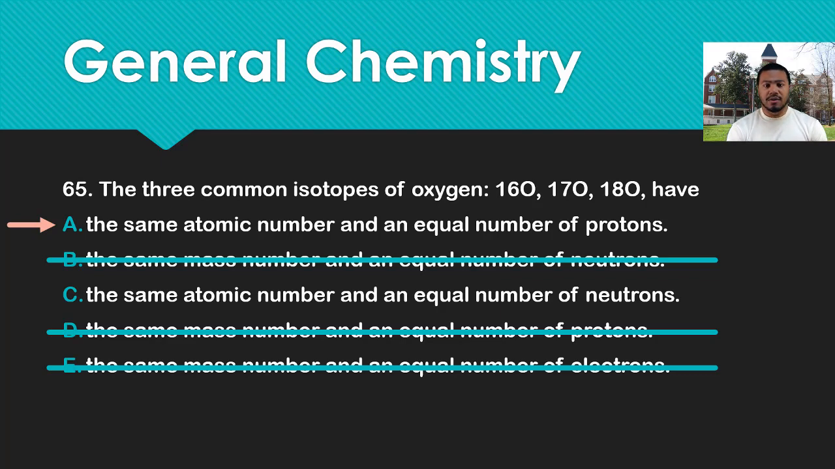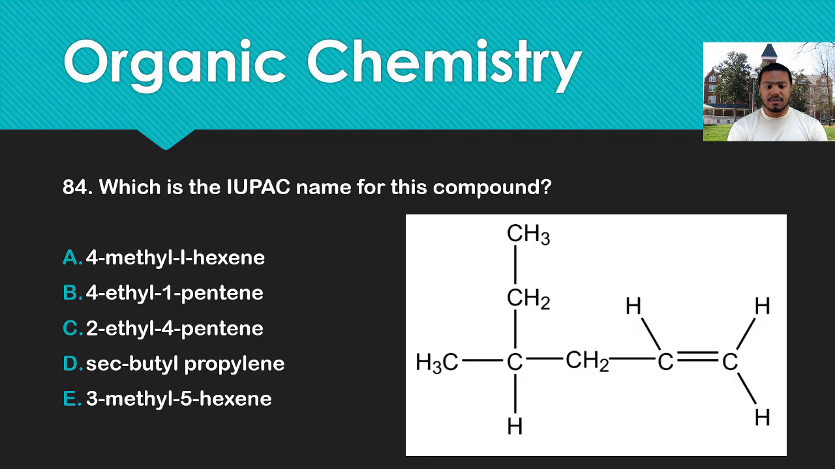Let's take on an organic chemistry question. Which is the IUPAC name for this compound? Is it A, 4-methyl-1-hexene; B, 4-ethyl-1-pentene; C, 2-ethyl-4-pentene; D, sec-butylpropylene; or E, 3-methyl-5-hexene?